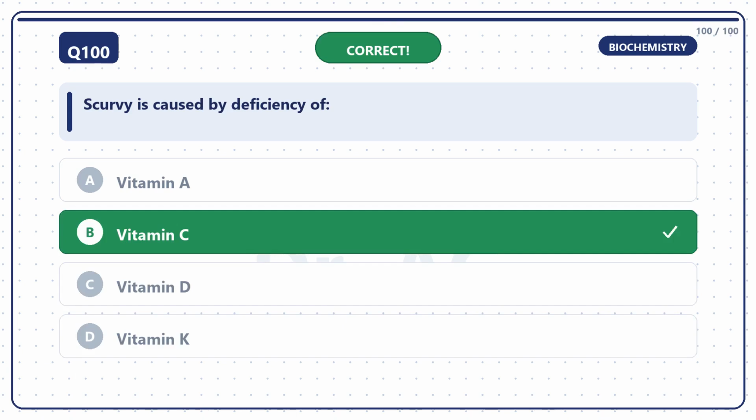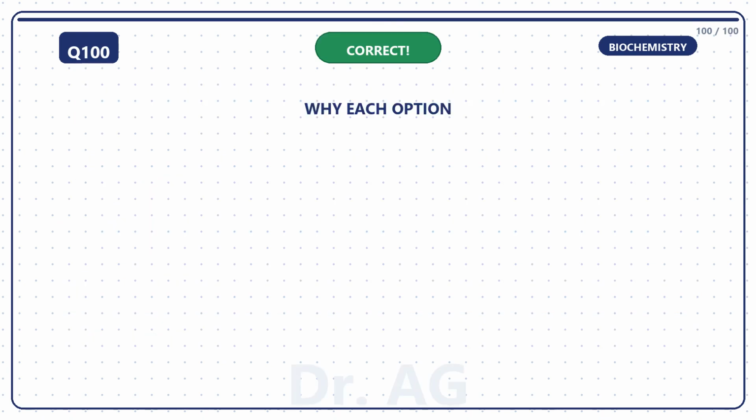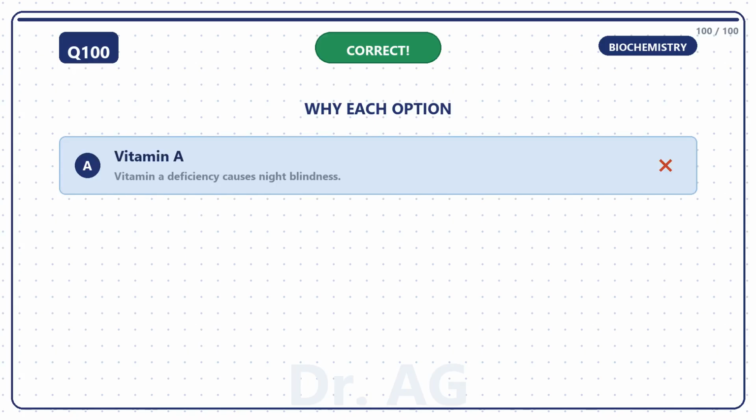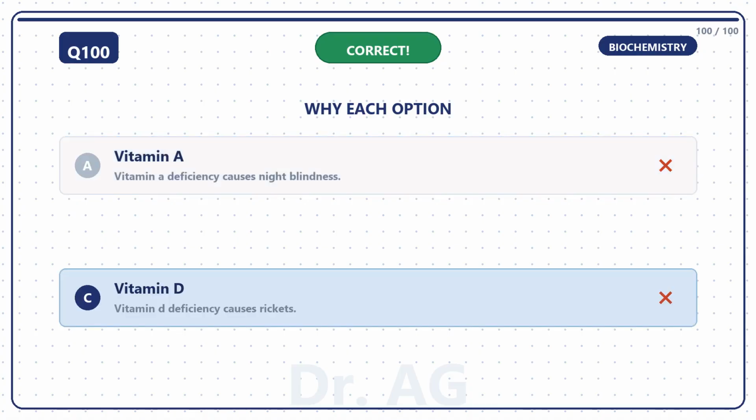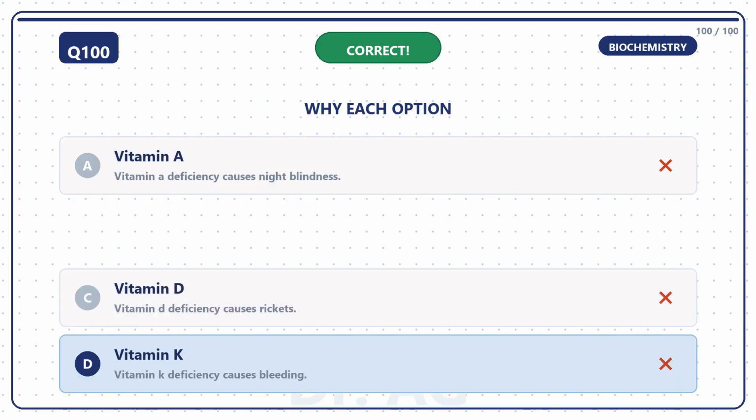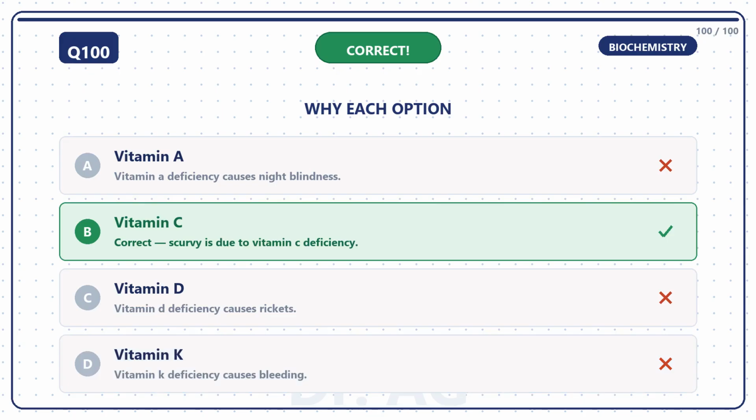The correct answer is option B. Vitamin C. Let's go through the options. Vitamin A deficiency causes night blindness. Vitamin D deficiency causes rickets. Vitamin K deficiency causes bleeding. And the correct answer is vitamin C. Correct, scurvy is due to vitamin C deficiency. So, the right answer is option B. Vitamin C.